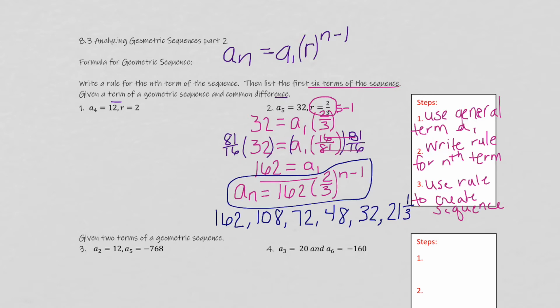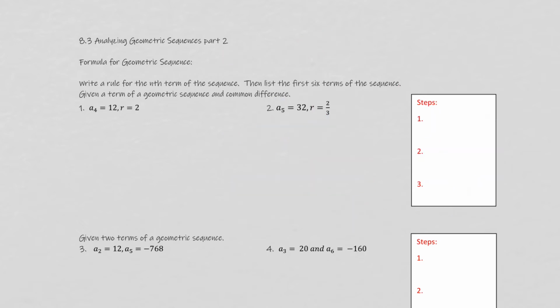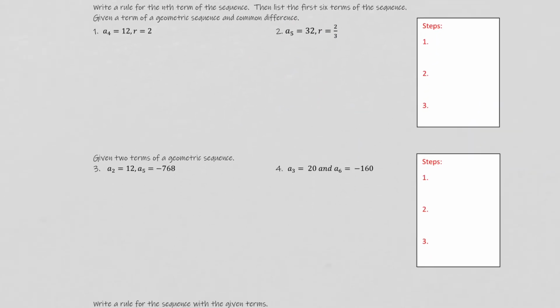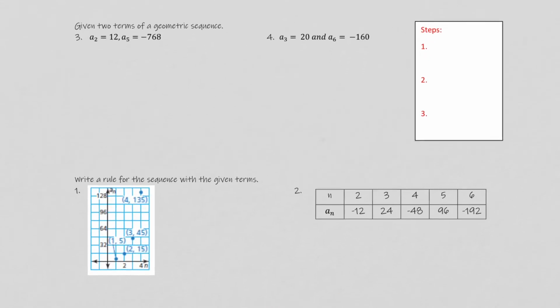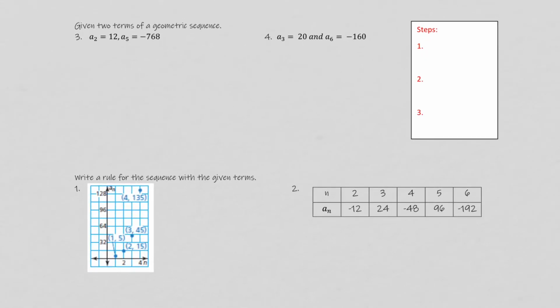Okay. Well, let's see what happens then if I give you 2 points. So now I'm not going to give you the difference or your common ratio. I'm going to give you 2 points. And when we do this, we're going to have to find, like in the arithmetic one, you had to find your difference. So we have to find our ratio.